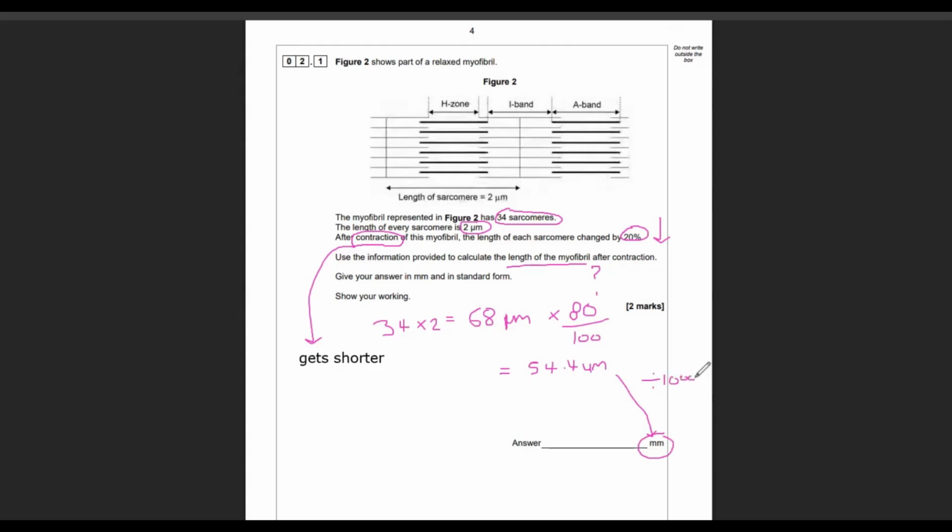We need to turn it into millimeters, and we need to put it in standard form. So divide by 1,000, you're going to get 5.44 times 10 to the minus 2. If you really want to know what that is, normally it is 0.0544 millimeters. But of course, they want it in standard form, and that's going to get us the marks.